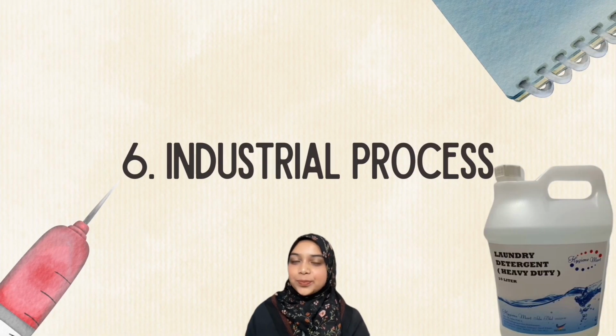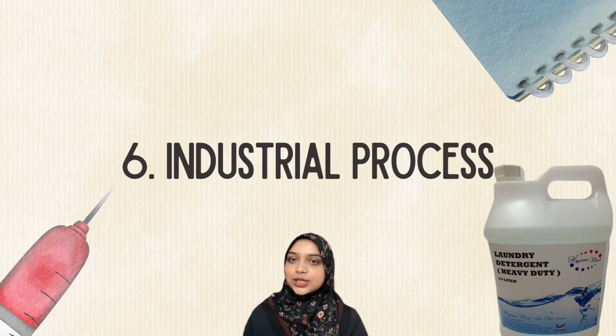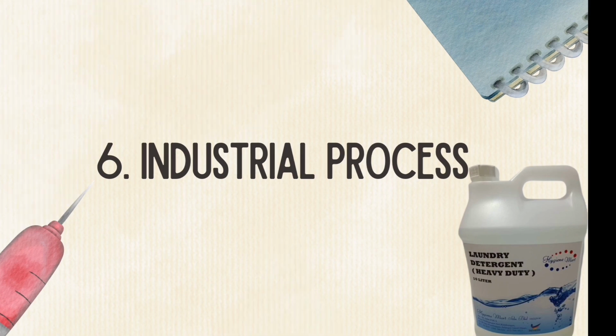Lastly, industrial procedure. In industrial processes, detergents are occasionally used to clean and degrease parts and components. In manufacturing and maintenance operations, this is typical.